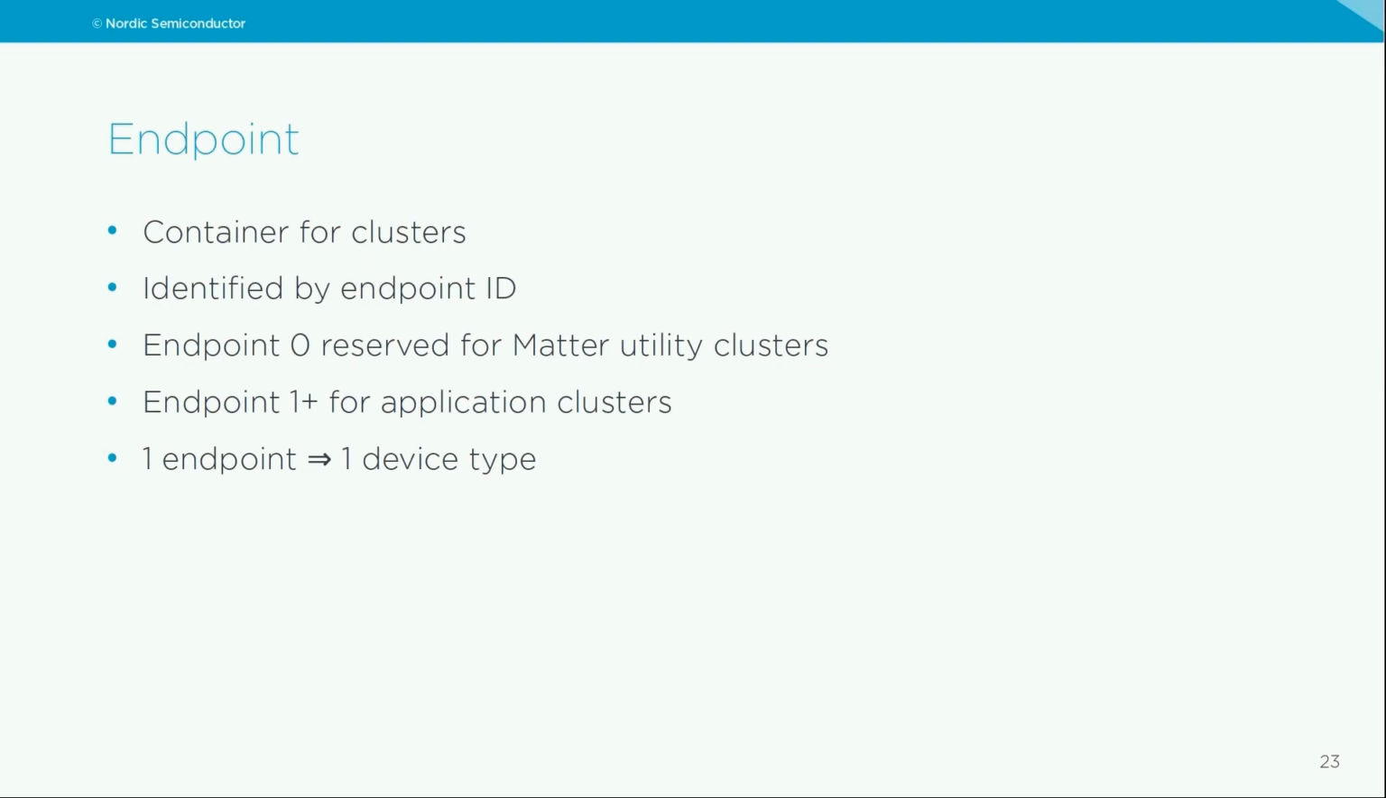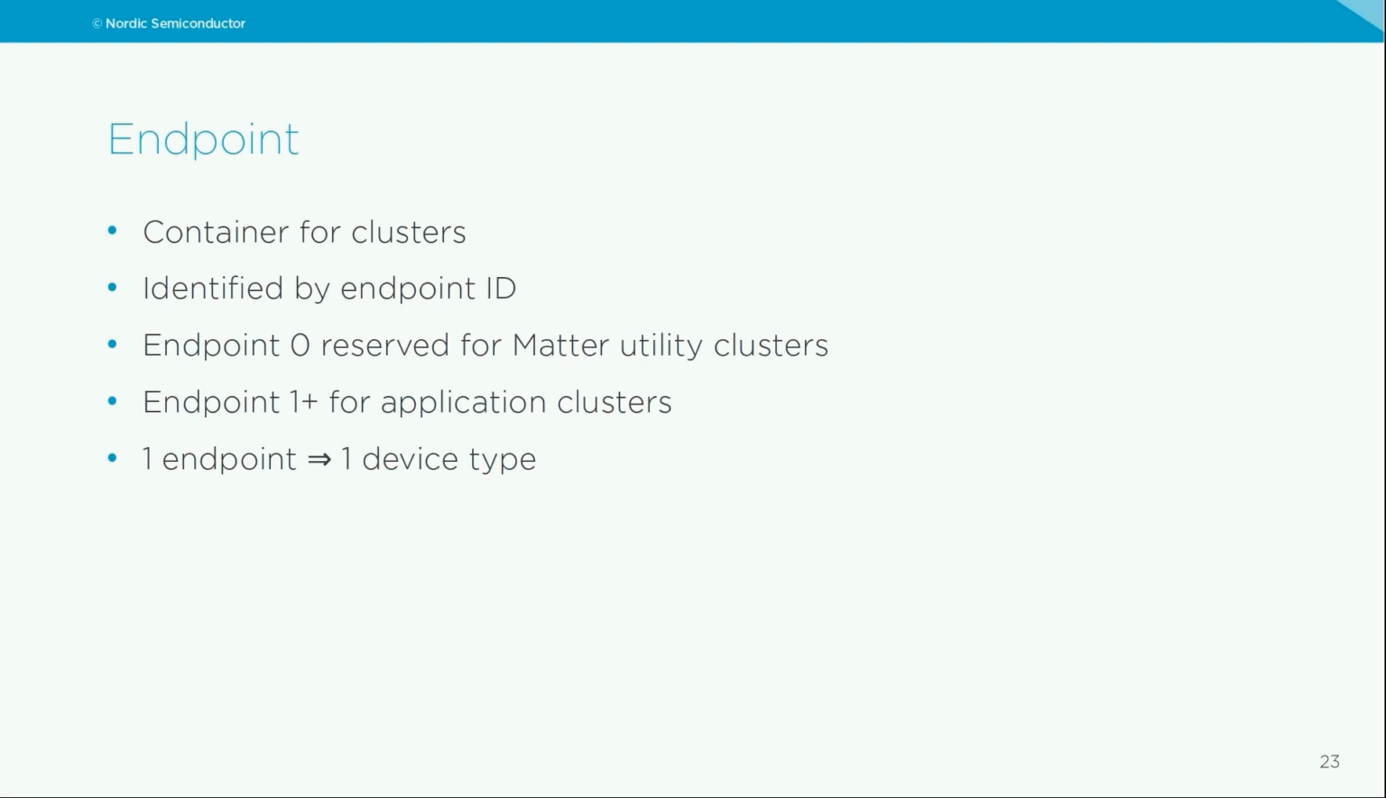Clusters are organized in containers called endpoints. Endpoint with ID 0 is reserved for Matter utility clusters that take part in the commissioning and management of the device. Endpoints 1, 2, 3, and so on can be used for application clusters. A single endpoint should provide functions of a single device type, so a complex device which combines functions of multiple device types should contain multiple application endpoints.